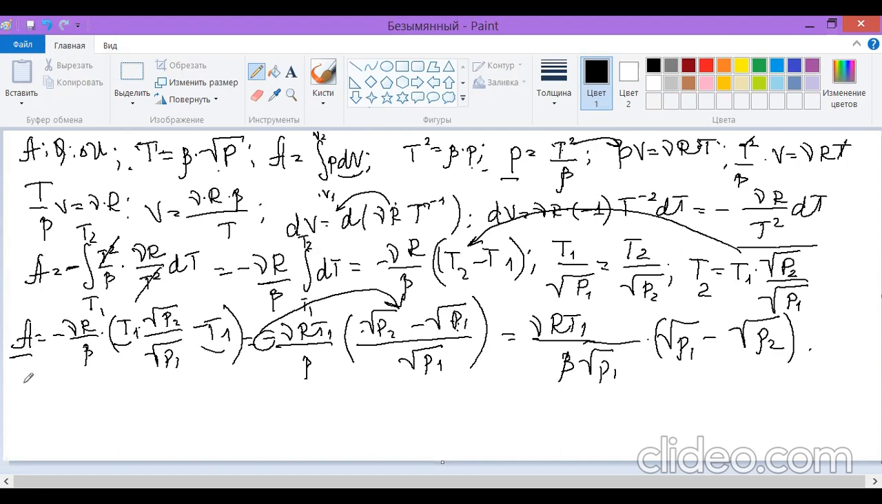As for delta U, again, it's very easy to do. We do the same manipulations with T sub 2 and T sub 1. We plug in this expression instead of T sub 2 into this formula, and finally we'll get the following: delta U is equal to mu times C sub V times T sub 1.